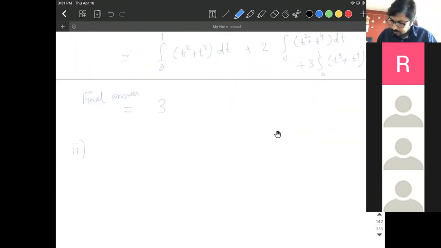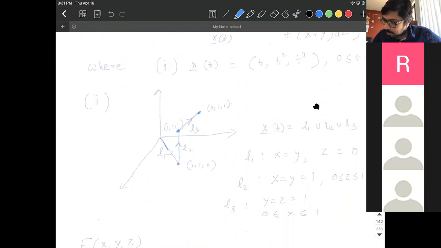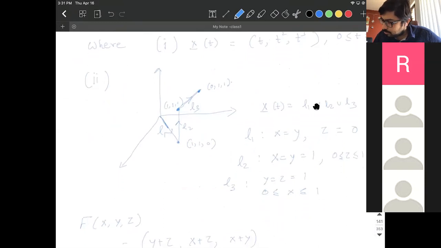Now, for number 2, this is slightly tricky. Let's do this slowly. We need to compute this integral on this path, L1 union L2 union L3. And of course, we can do the following. We can compute, oh, is it the derivative? Yeah, it's the derivative of t square and t cube. So that's why it's 2t dt and 3t square dt.